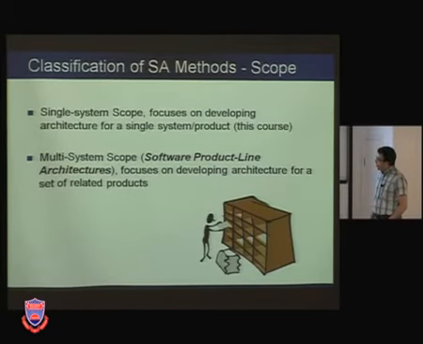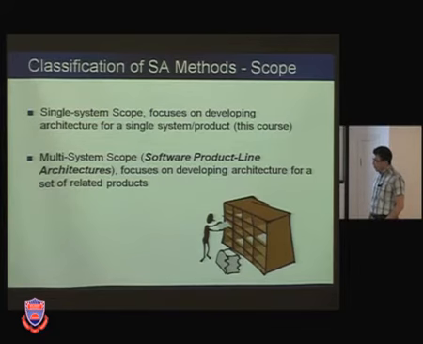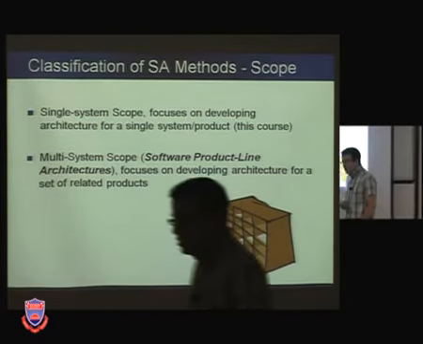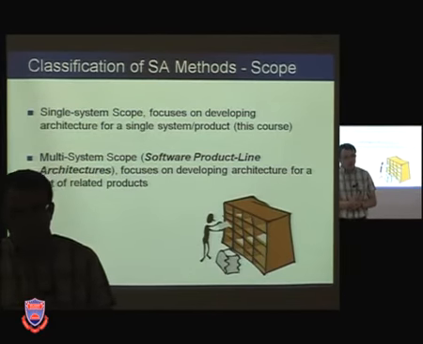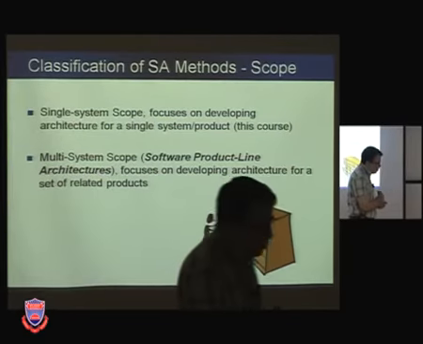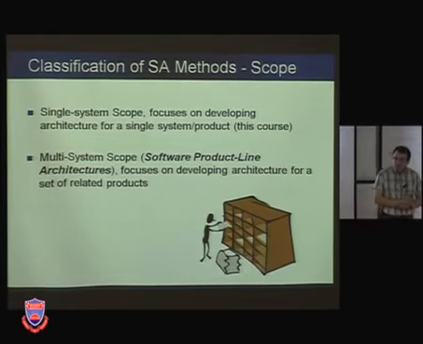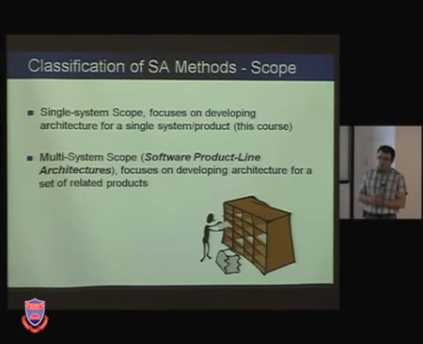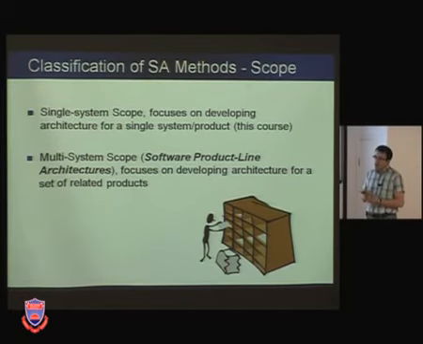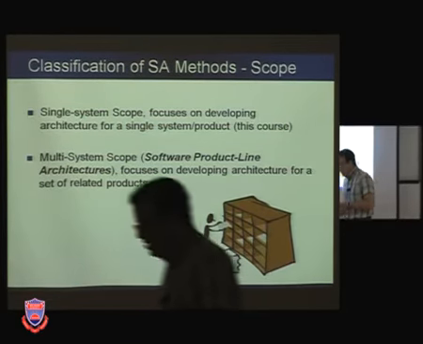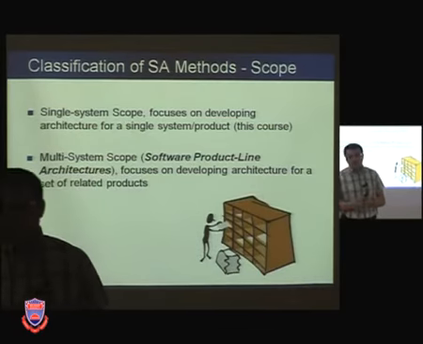We have a classification we can do based on two issues actually. The first one is the scope. What is the scope that the method is focusing on? The granularity, the scope actually. And the second one is the source of the architectural components. If we consider first the scope, we can distinguish between two types of methods. Methods which have a single system scope, so which define the set of rules to design an architecture for a single system, single application.